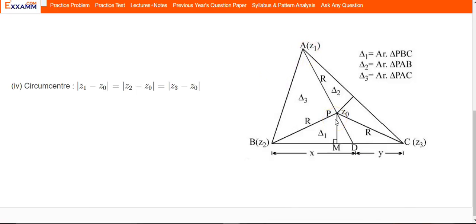Unlike incenter, circumcenter is very important in case of complex numbers, because let us suppose it is given that modulus of Z1 is equal to modulus of Z2 is equal to modulus of Z3, then this particular point becomes the origin. So always remember, whenever it is given that modulus of Z1 is equal to modulus of Z2 is equal to modulus of Z3, that is Z0 is equal to 0, then the origin is the circumcenter. Using this property, a large number of questions have come in the JEE.